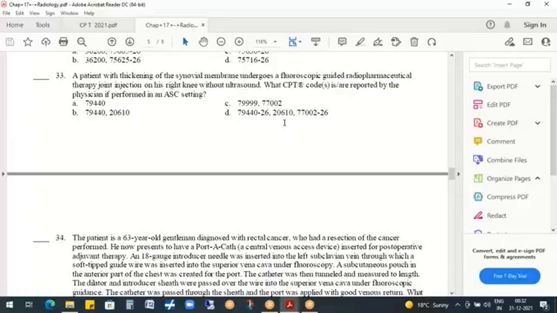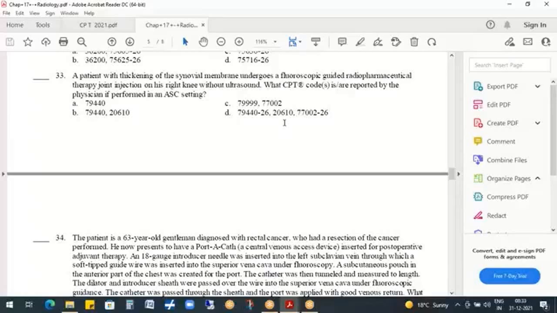Next point. Do not quote 26 modifier. Do not quote 26 modifier for physician office. Now try to learn the scenario.